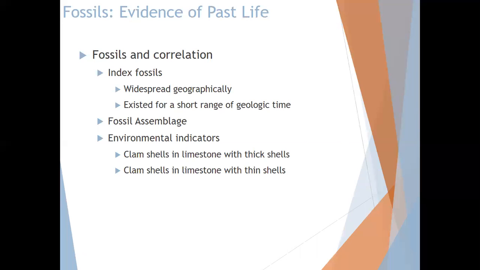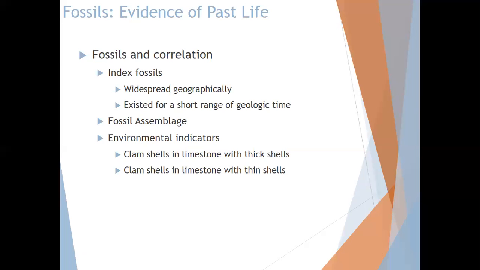So you can use an index fossil to figure out when things happen, but frequently we use fossil assemblages. Assemblages are a group of fossils that you use to figure out the age of something. But we can also use environmental indicators. When we look at clamshells, we find clamshells in limestone sometimes with thick shells and some with thin.